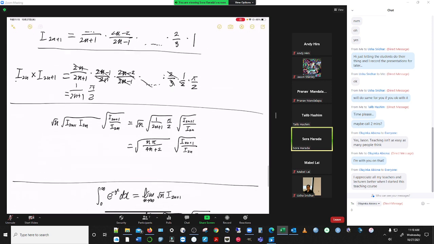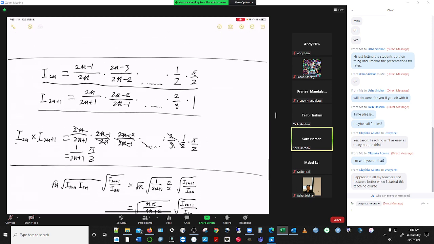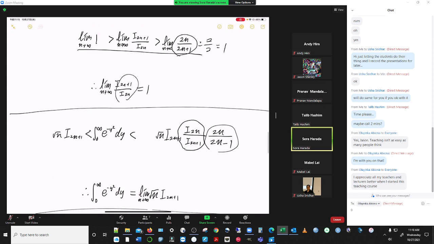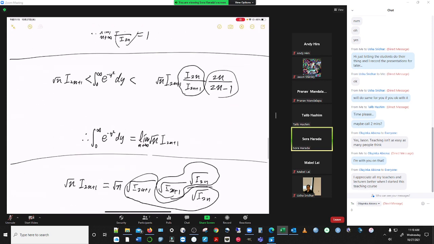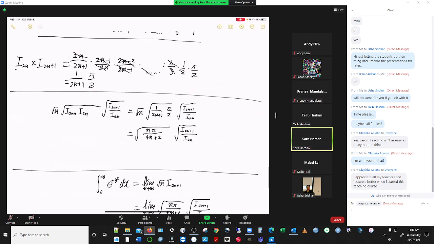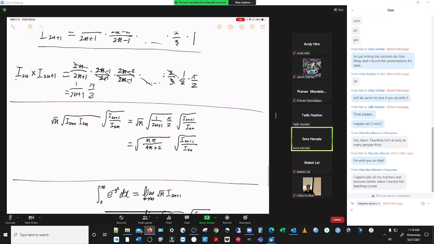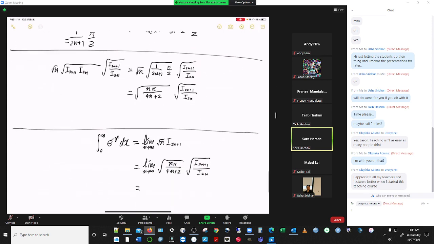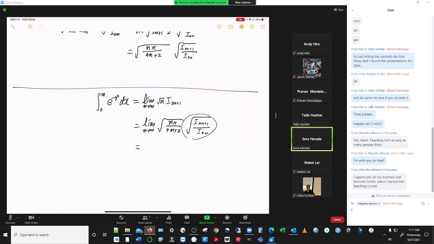So yeah, if we look here, that's the multiplication part, and that's what we proved initially, that it equals 1. Therefore, if we substitute in, it becomes root n, and if we take the limit of that, that becomes 1.